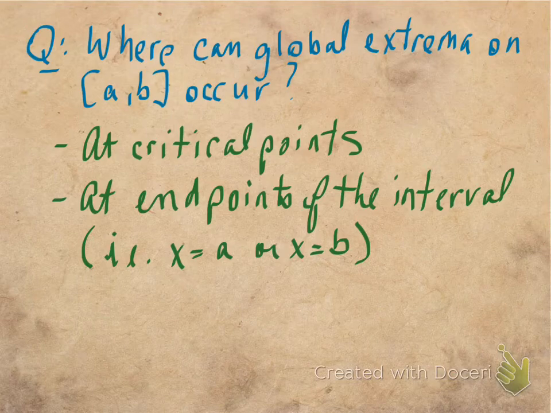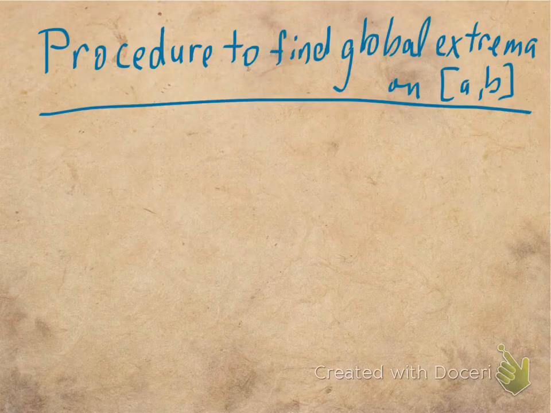And in that first example, you saw that we had a global min at -2, which was one of the endpoints of our interval. So these are the two places where our global extrema can occur, either at critical points or at the endpoints of our intervals. And so this gives us a very nice procedure to find our global extrema.